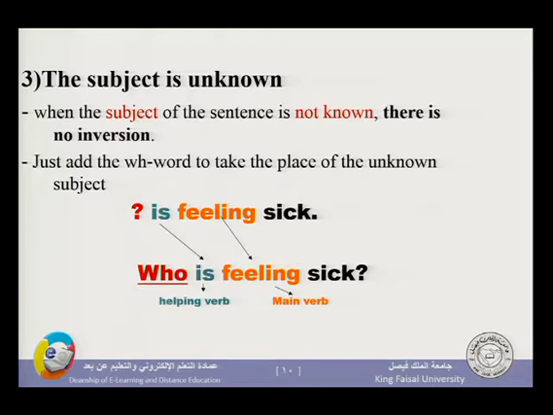To ask about the subject, if the subject is unknown, to ask who does something or who did something, as you know, we use the question word who. When the subject of the sentence is not known, there is no inversion. We don't say "is he playing now." No inversion. Just add the WH word to take the place of the unknown subject.